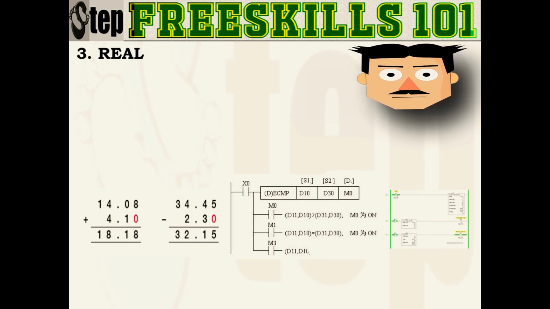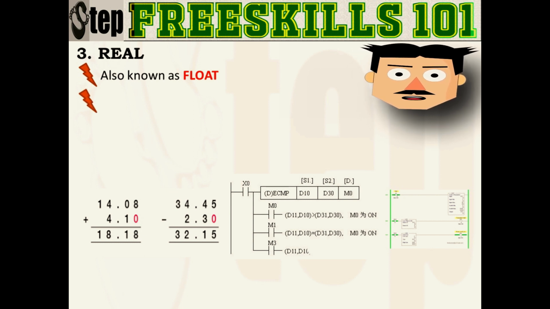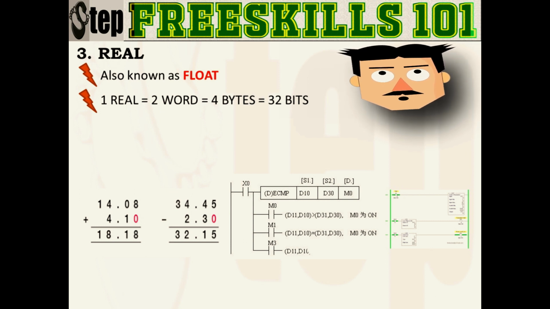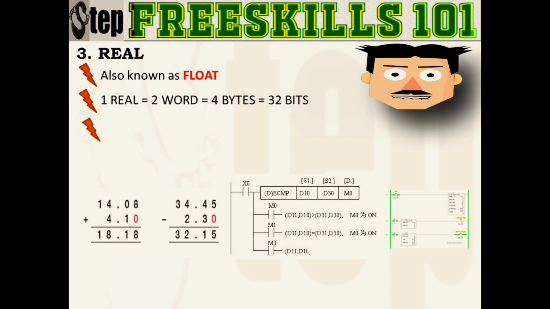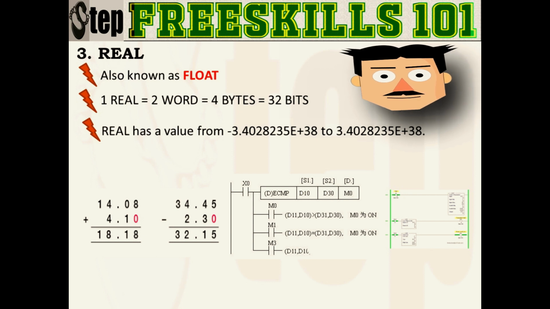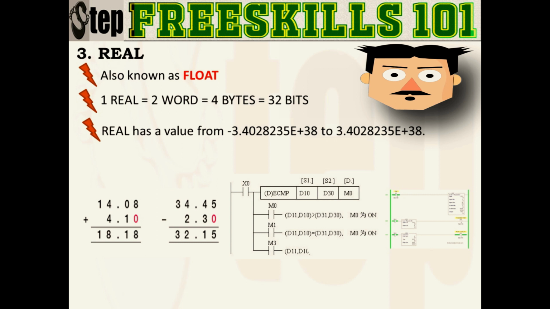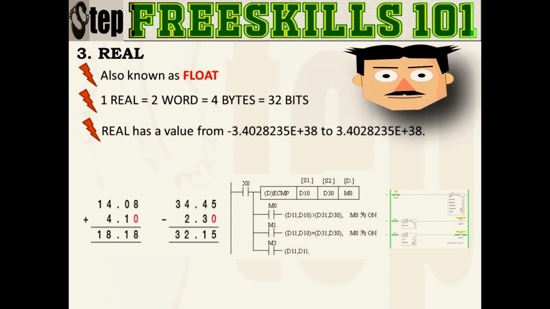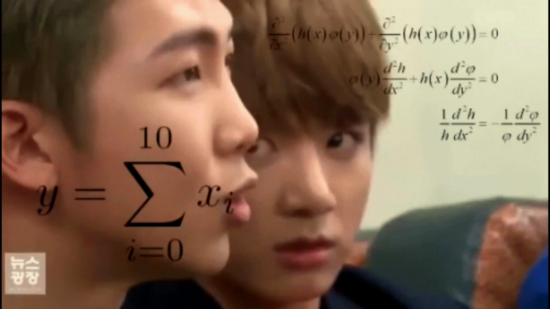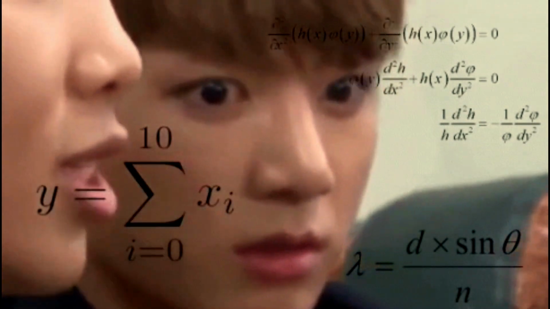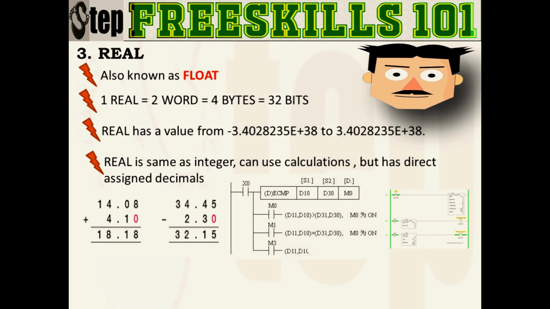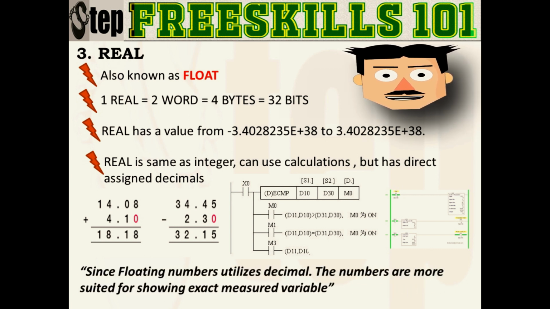Next is the real data type. 32 bits makes a real format. So one real is equal to 2 words, 4 bytes, and 32 bits. A real variable can directly be assigned a decimal value. The value will be from negative 3.4028235 raised to 38 to positive 3.4028235 raised to 38. It has almost the same application as integer, but the floating data type has more accurate and real-time measurement of sensing variables. Floating numbers have decimal points, thus they are more accurate and suited to show variables on the HMI.